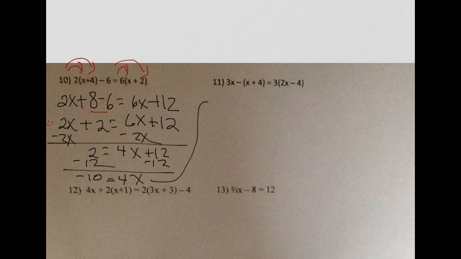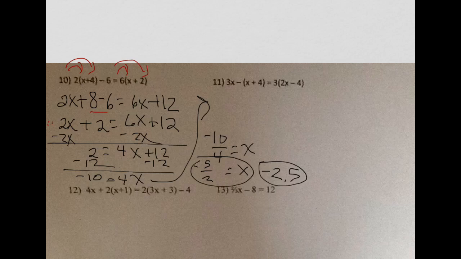So let me bring this over here. Negative 10 divided by 4 is equal to my x. You could simplify that by dividing both by 2, so that'd be negative 5 halves, or negative 2.5. So any of these answers are good for me.